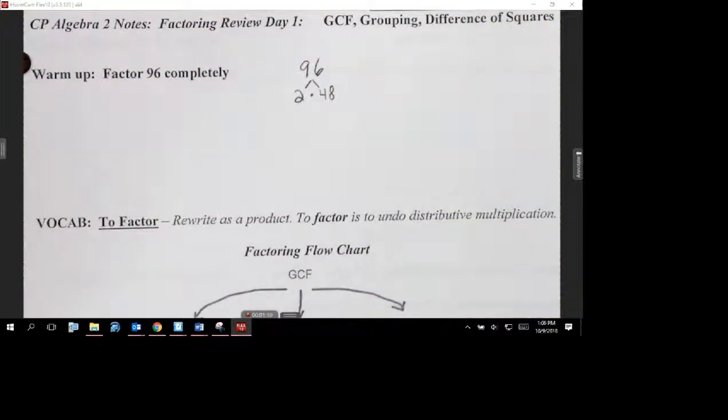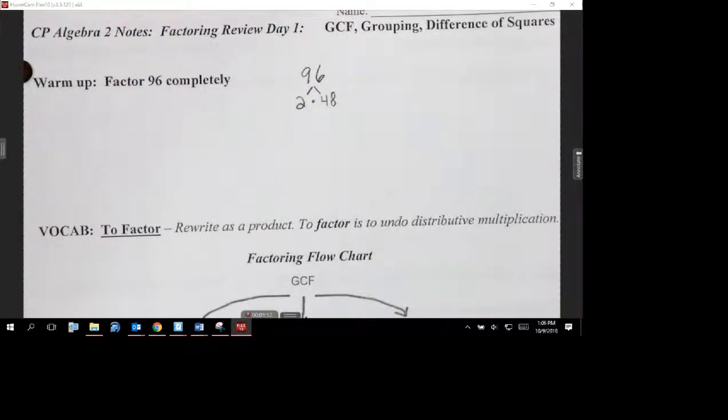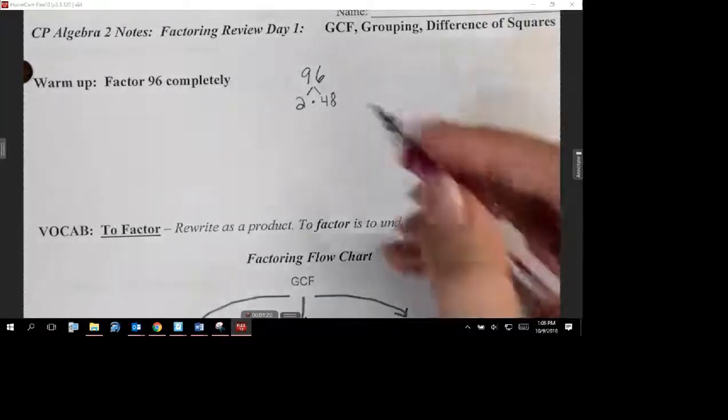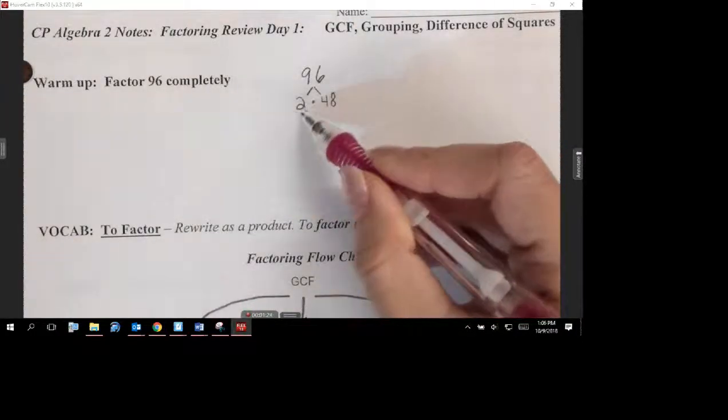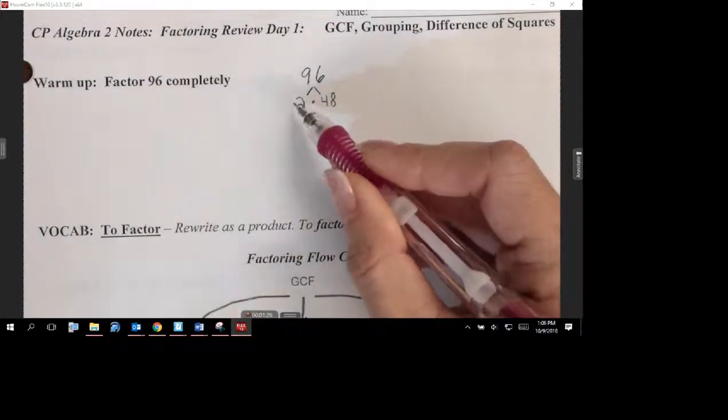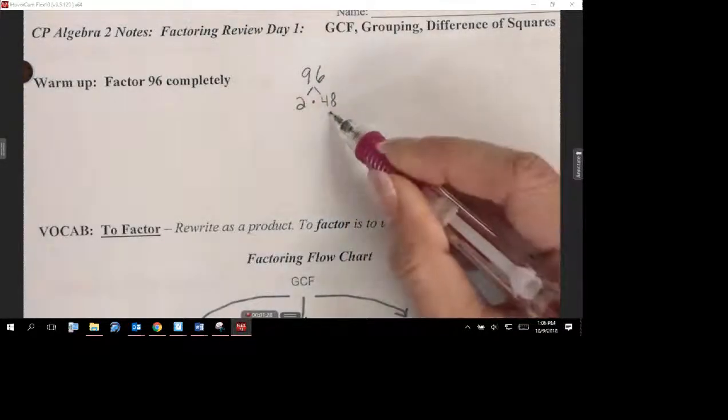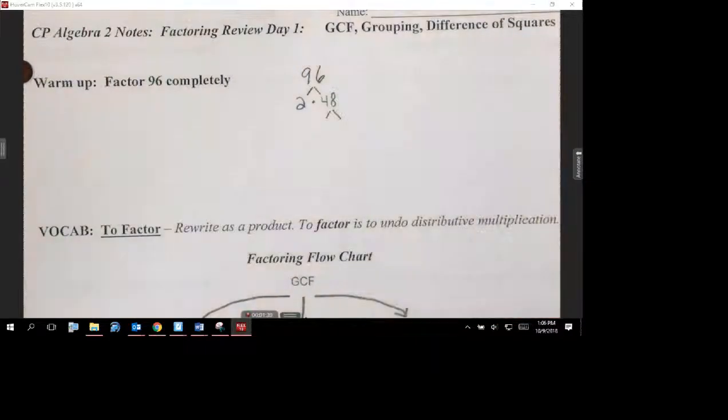Okay, that is one factor pair, but when it says factor it completely, I'm going to find all the prime numbers that make 96 when I multiply them together. It's kind of like finding the recipe for 96. So 2 is a prime number. I'm not going to do anything with that. I'm going to factor 48, which is not a prime number, further.